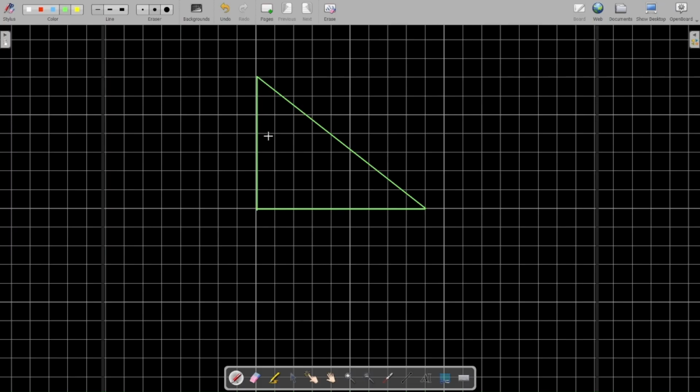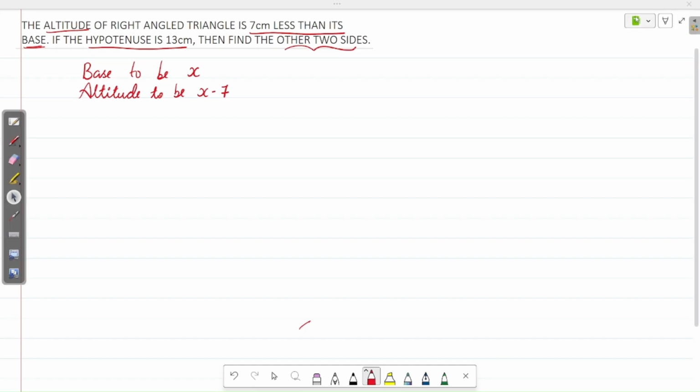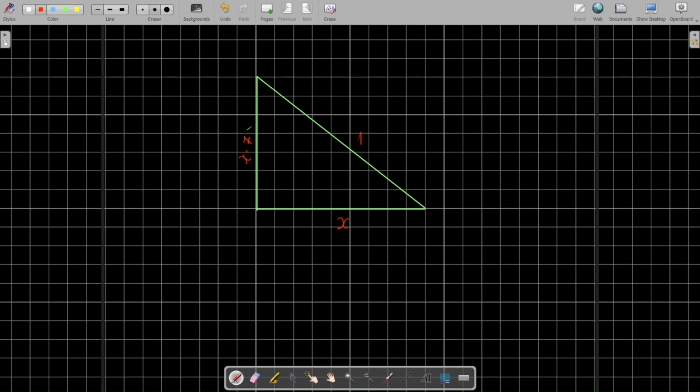Very simple. The altitude, we know, is x minus 7, and the base we know is x. And the hypotenuse is given, it is 13 centimeters. Since this is the information that's given, I can make use of Pythagoras theorem to figure out the values of these two sides.